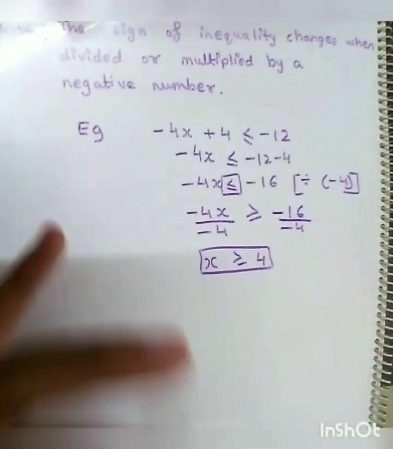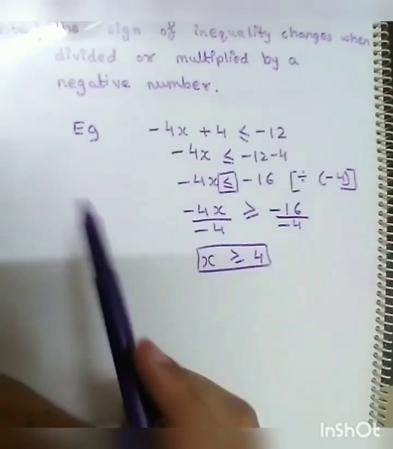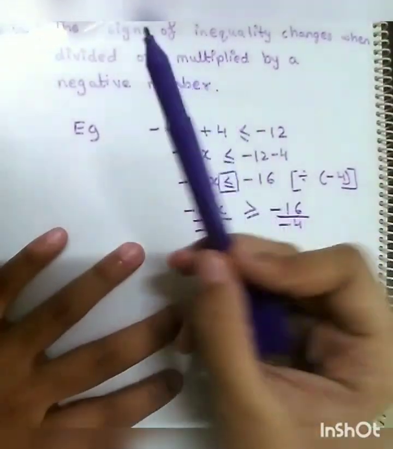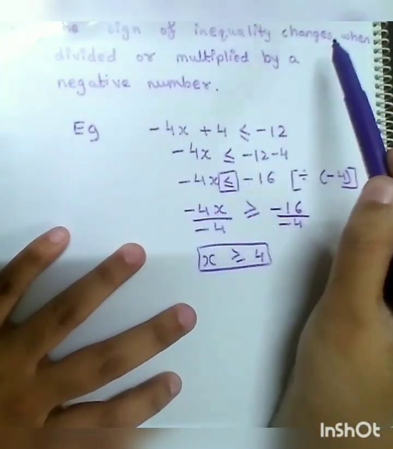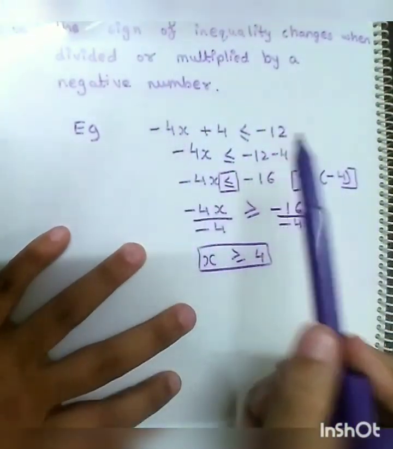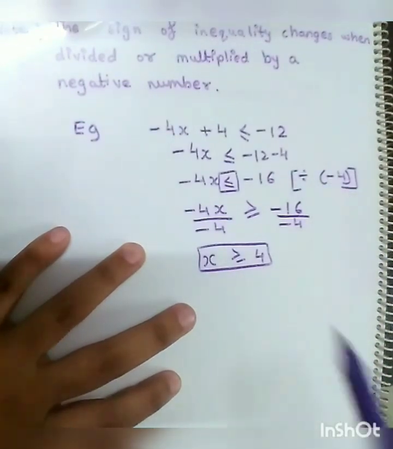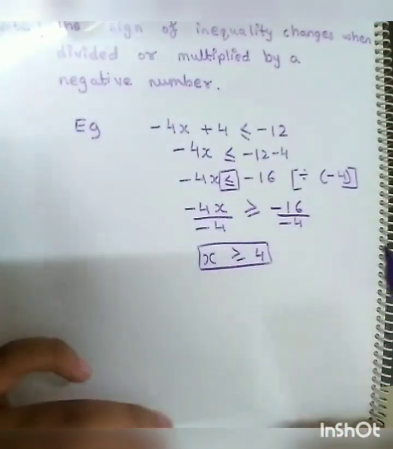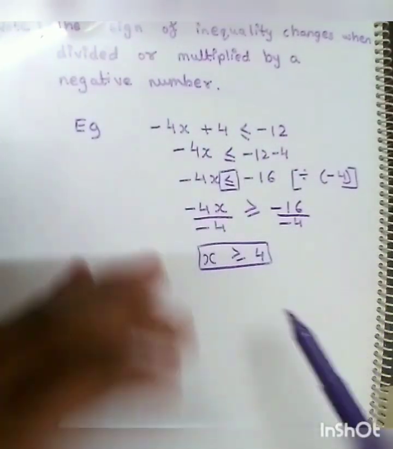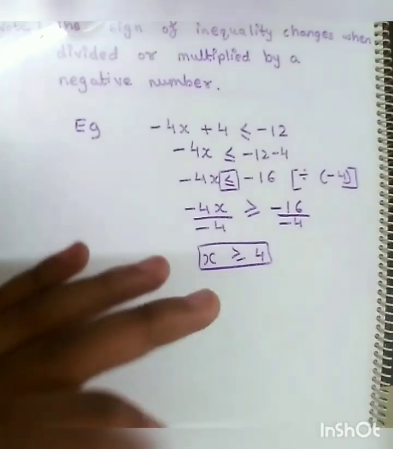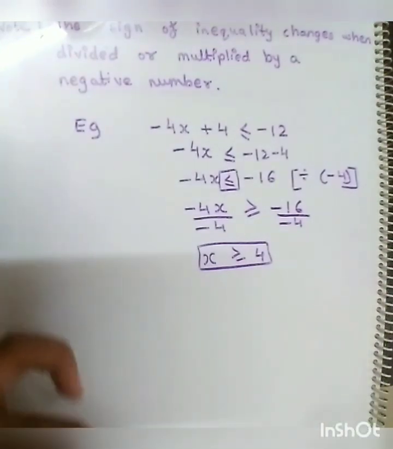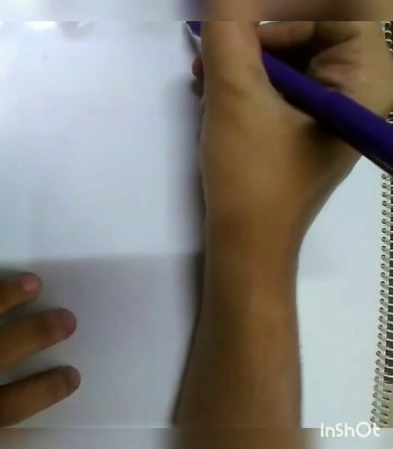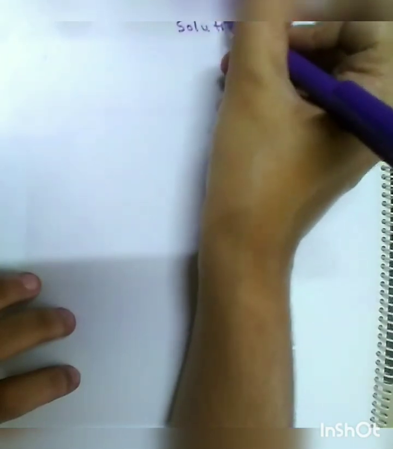So the solution set and all that we will discuss later. First, this note was very important, so you all can remember it: the sign of inequality changes when divided or multiplied by a negative number. When you divide or multiply by a positive number, the sign does not change. It only applies to a negative number. Like when you divide by minus 1 or multiply by minus 1, the sign will change. But if you multiply by plus 1, plus 2, the sign does not change. It remains the same.